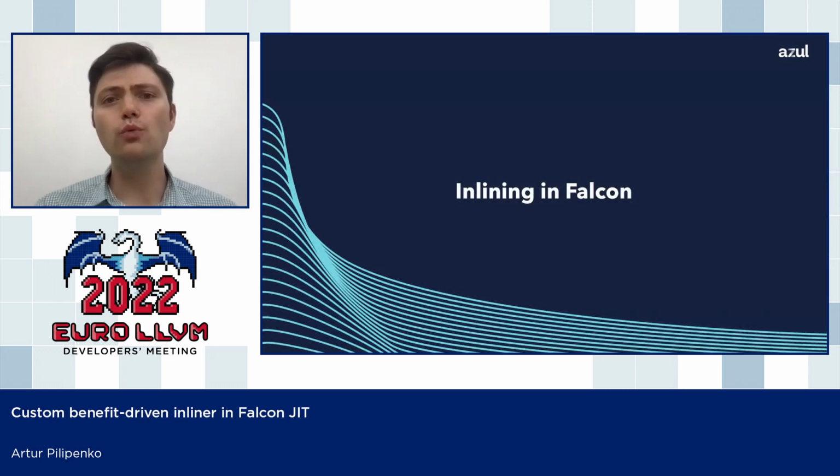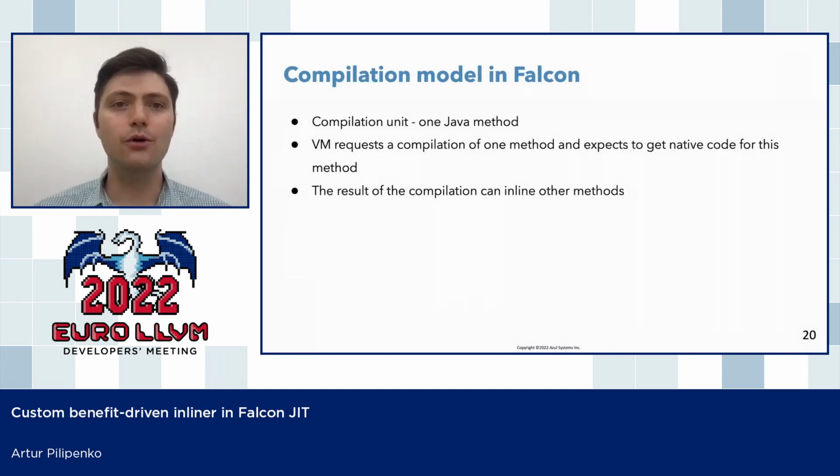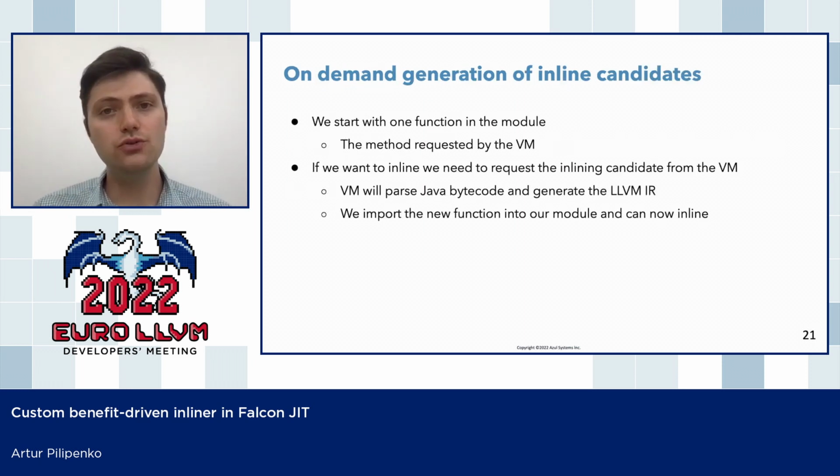Now let's see how this all works for us in Falcon. First, let's take a quick look at our compilation model. The compilation unit for us is one Java method. The VM requests a compilation of one method, and then it expects to get the native code for this method in return. The result of the compilation can inline code for other methods, but in order to inline, we first need to request the inline candidate.